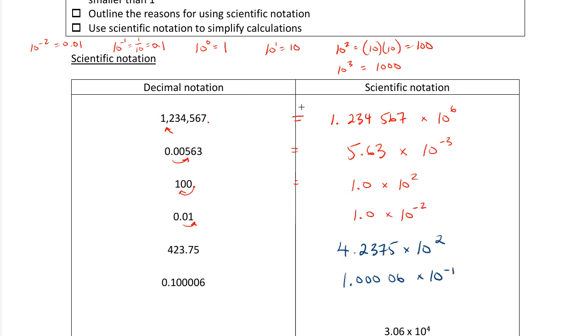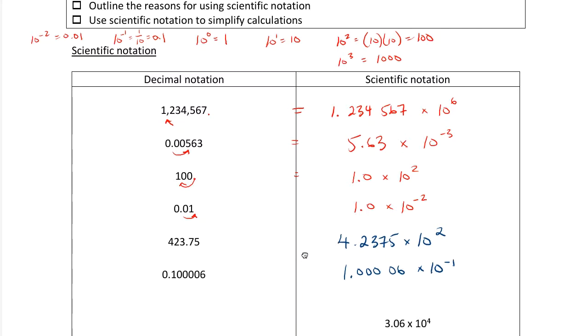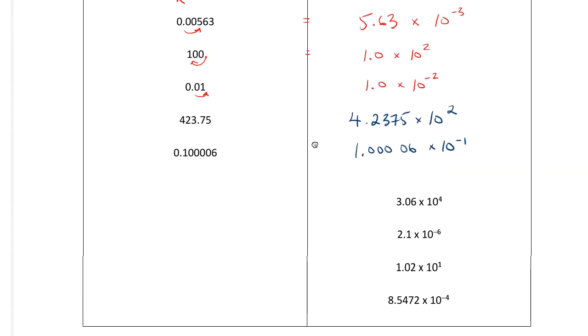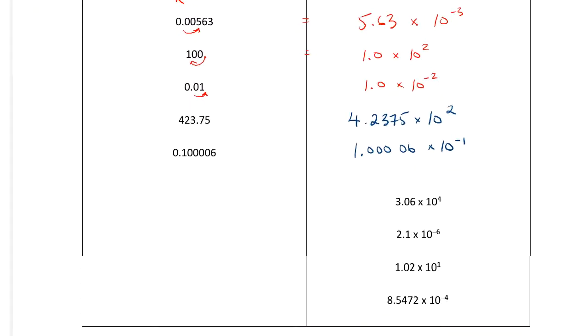Okay, assuming you've done that, here are the answers. Let's practice going in the opposite direction as well, starting with scientific notation. So I have 3.06 times 10 to the 4. That means I need to move the decimal place 4 times, and this is a big number, so my number over here needs to be bigger than 3.06. I need to move this 4 times to the right.